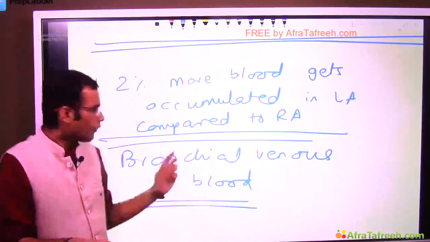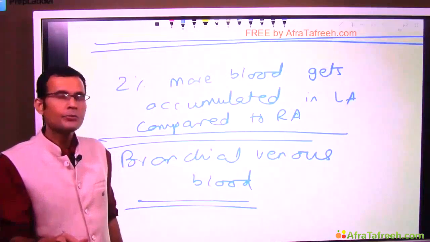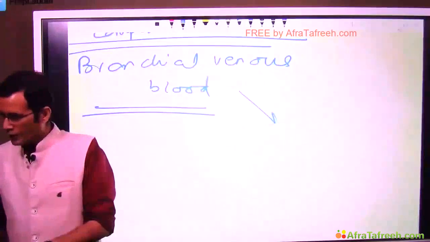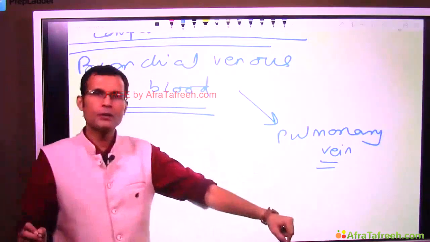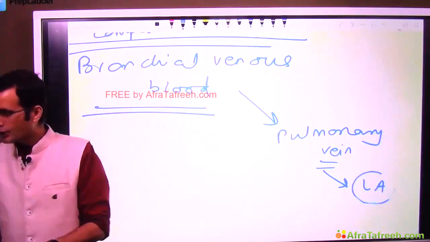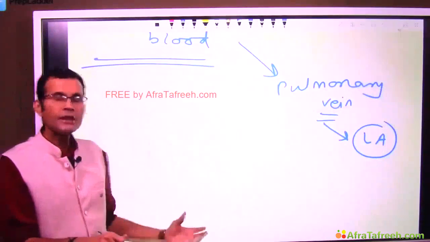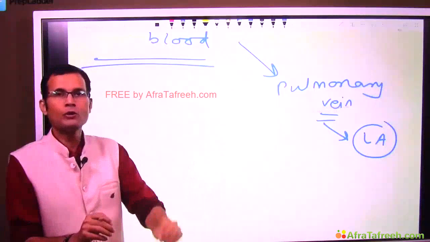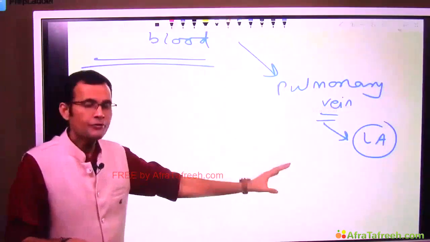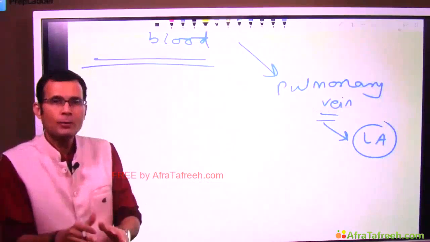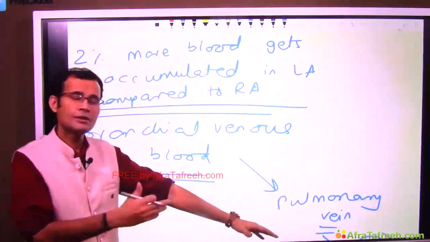And the venous blood of that bronchial circulation does not go to the right side of the heart like any other venous blood. The bronchial vein joins the pulmonary vein, and you know pulmonary vein carries oxygenated blood, and it goes straight to the left atrium. So remember two things: the left atrium and left side of the heart receive some amount of deoxygenated blood also, which is the bronchial venous blood. And second, the left side of the heart and left atrium receive 1 to 2% extra blood, because this bronchial venous blood never went to the right side of the heart. It comes straight to the left side of the heart and mixes with the oxygenated blood.